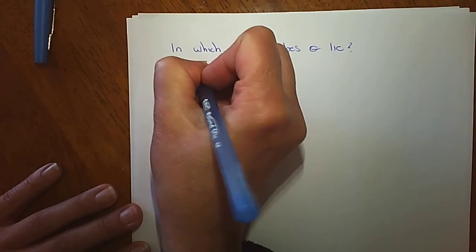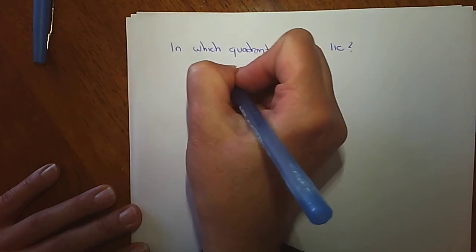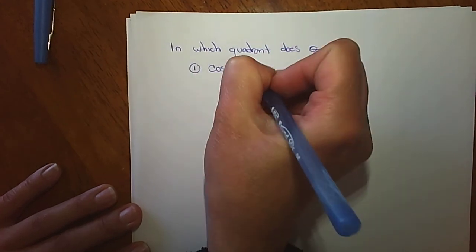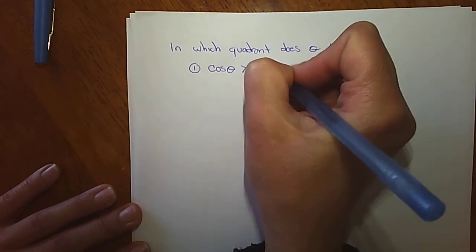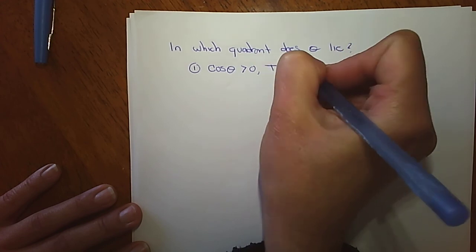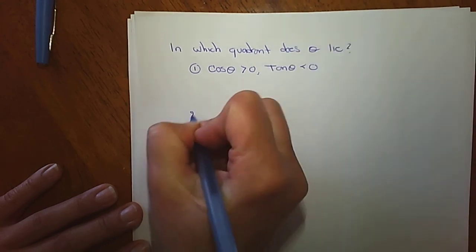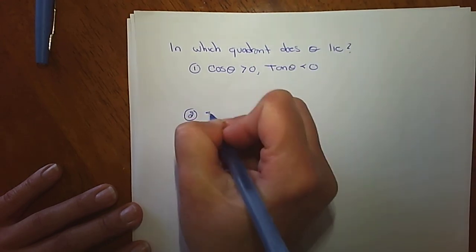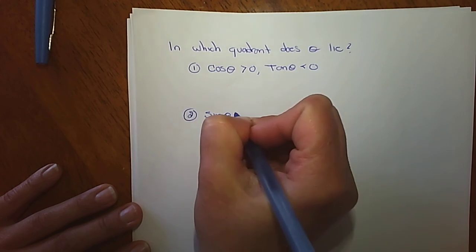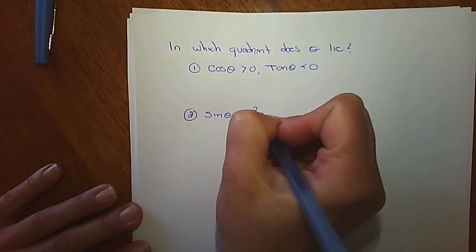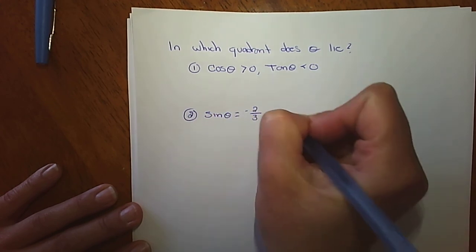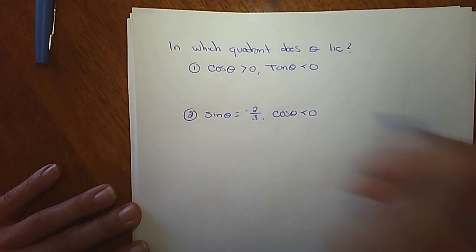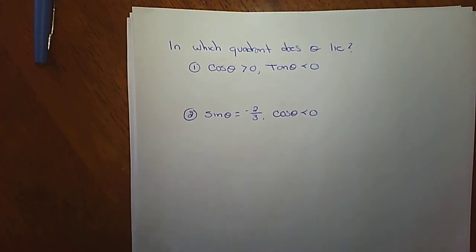So number 1, I'm going to say cos theta greater than 0, and tan theta less than 0. 2. And then I'm going to say sine theta equals negative 2/3, and cos theta less than 0. All right, so let's do these 2 together.